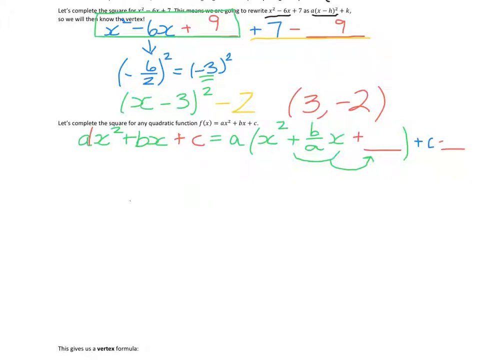And for this general case, so again, we're slowly figuring out a formula. We're going to take the b over a, divide by 2, which is like just putting the 2 in the denominator, and squaring it. So the constant we need is going to be b squared divided by 2 squared over a squared.